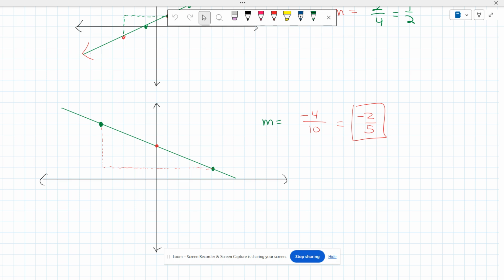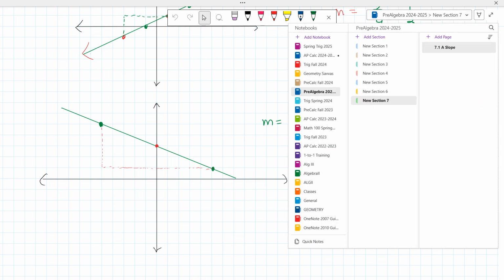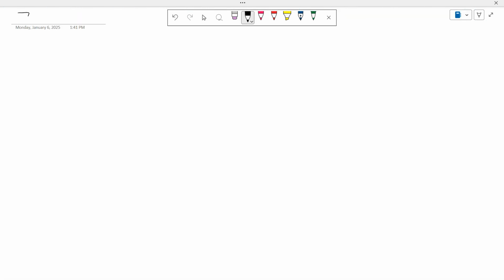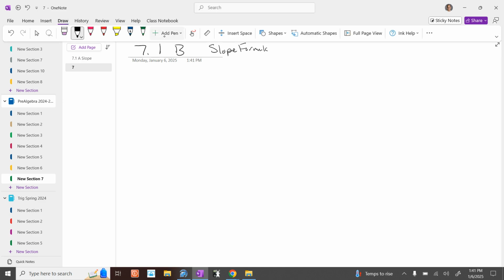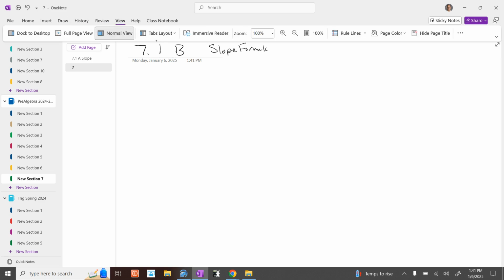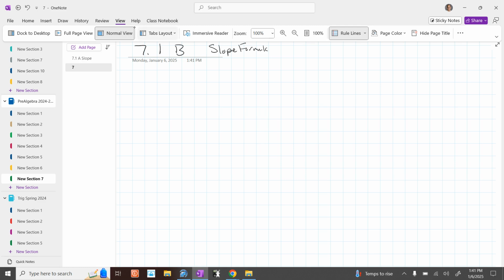Okay, go quick. All right, so I am going to add a page now. 7.1b, slope formula. And then draw, review, history, view, lines.